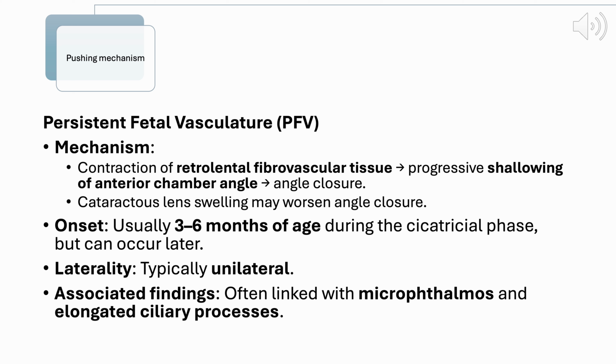The onset is usually seen between 3 to 6 months of age, particularly during the cicatricial phase, though it can present later. PFV is typically unilateral. It is frequently associated with microphthalmos and elongated ciliary processes, which further contribute to the abnormal anatomy and risk of glaucoma development.